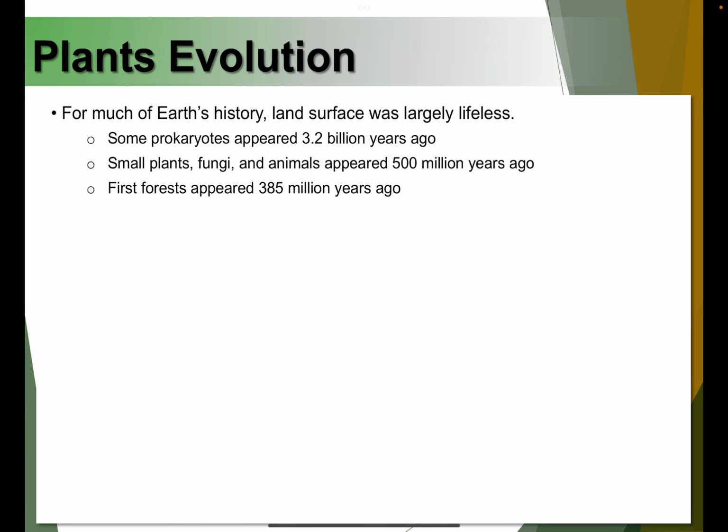For much of the Earth's history, land surface was largely lifeless with nothing in it. Maybe it wasn't until 3.2 billion years ago that some prokaryotes started to appear. And it wasn't until 500 million years ago that small plants, fungi, and animals appeared on Earth. And then the first forests were seen to have appeared 385 million years ago.